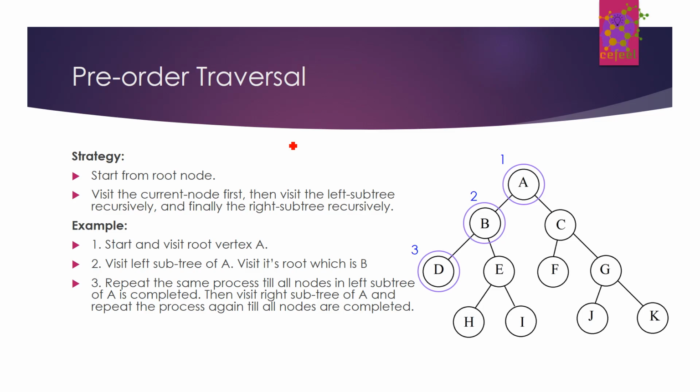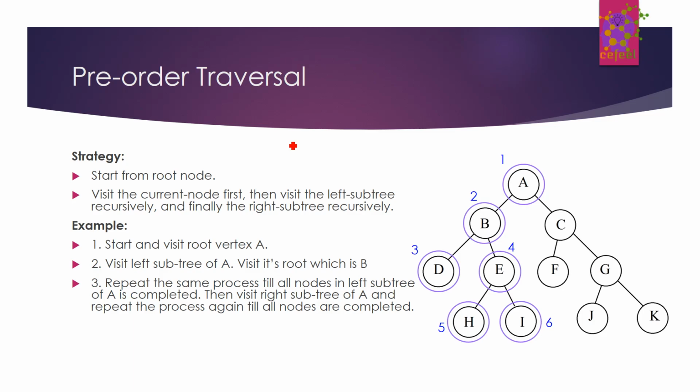Now B's right tree has to be covered, so we come to B's right tree, but since this is also a subtree, we'll apply the same recursive strategy again, which means we'll first visit the root node, which is E. So E is covered at the fourth step, and then we visit E's left child at the 5th step, E's right child at the 6th step, and then we'll again return back to E. So E and its subtrees are complete.